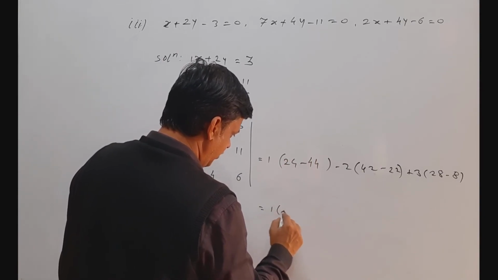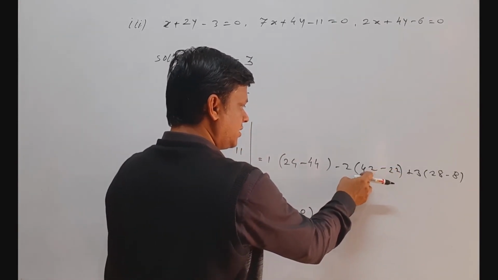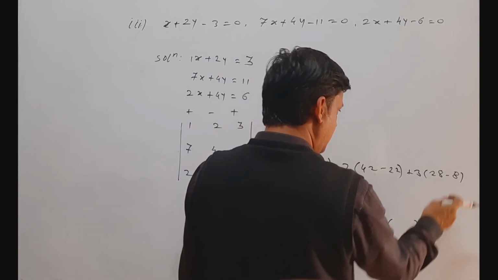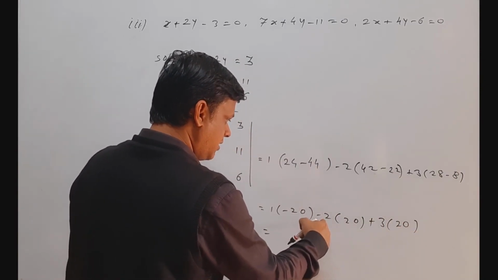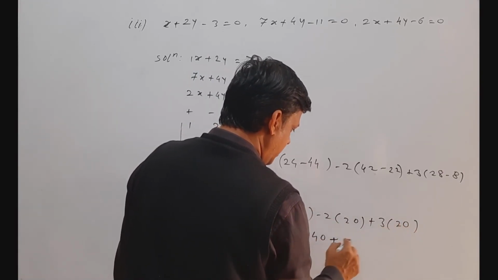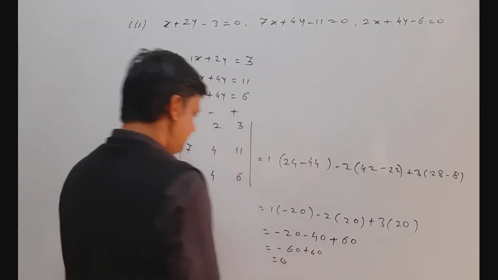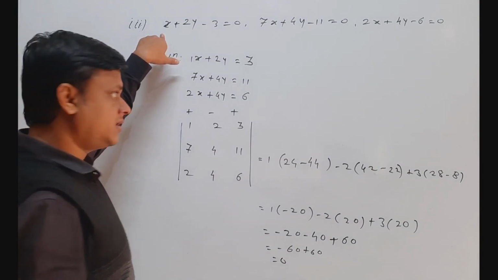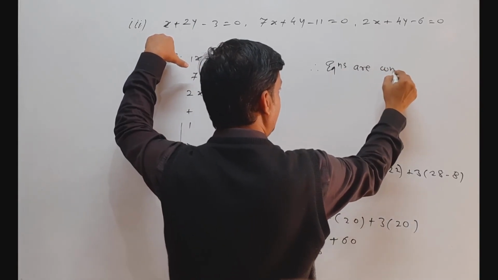So right here 1 into minus 20, in here 42 minus 22, which is plus 20. So minus 2 into plus 20, plus 3 in bracket 28 minus 8, which is plus 20. So here minus 20 minus 40 plus 3 into 20, that is 60. So here we get minus 60 plus 60, which is equal to 0. Therefore the system of equations is consistent. Therefore equations are consistent.